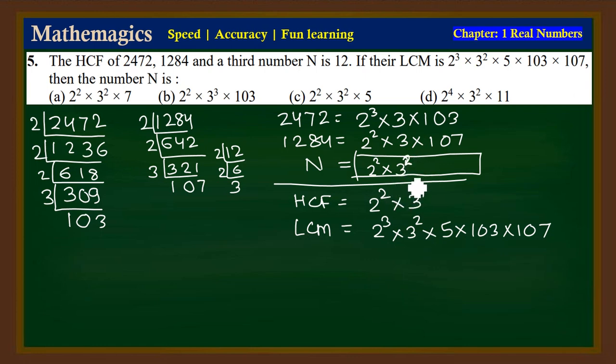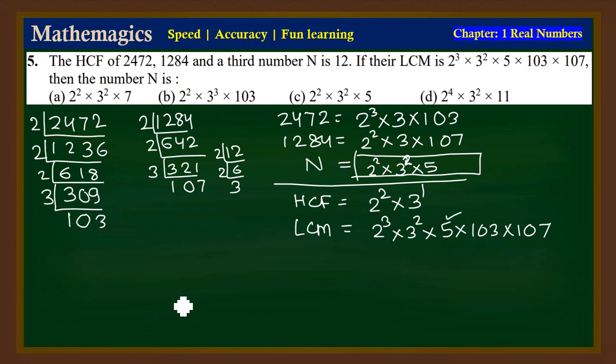Now we have to take the highest power of 5 also. But the 5 is existing here in the LCM. But in first case and second case, 5 is not visible. So it must be visible in the third case. That's why it will come in the LCM. Now 103 and 107.